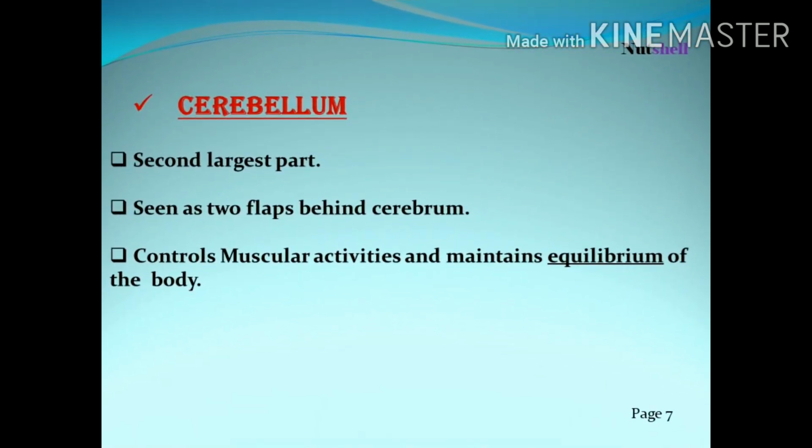The next part is the cerebellum. It is the second largest part. It is seen as two flaps behind the cerebrum. It controls muscular activities and maintains the equilibrium of the body.